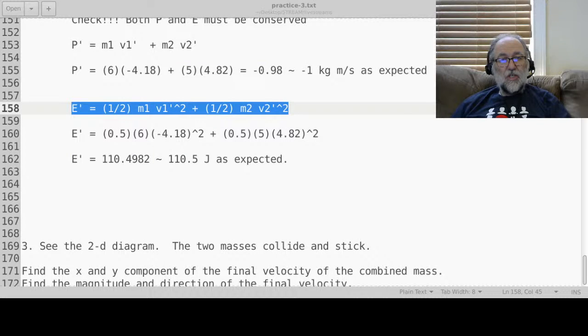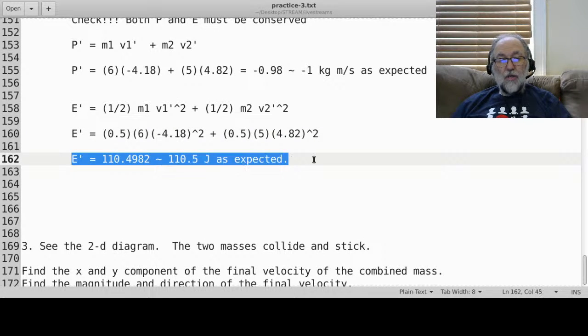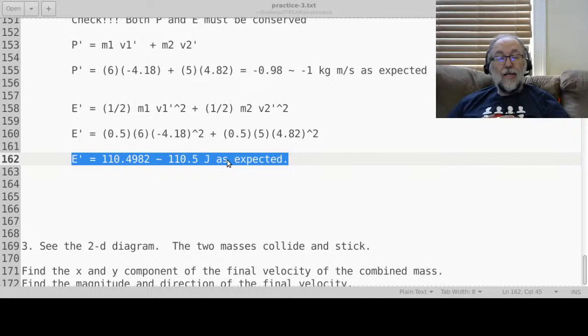So there's the expression for the energy. Okay, and substituting in the numbers. All right, there we go. Now, this is the same form as above, but now instead of the +4 here, we have -4.8. And instead of the -5 here, we have a 4.82. And working that out in your calculator, it turns out to be 110.4982, which rounds off to 110.5, which is what we expected. The energy before was 110.5. The energy after has to be 110.5. Okay, so there you go. That's an example of an elastic collision.